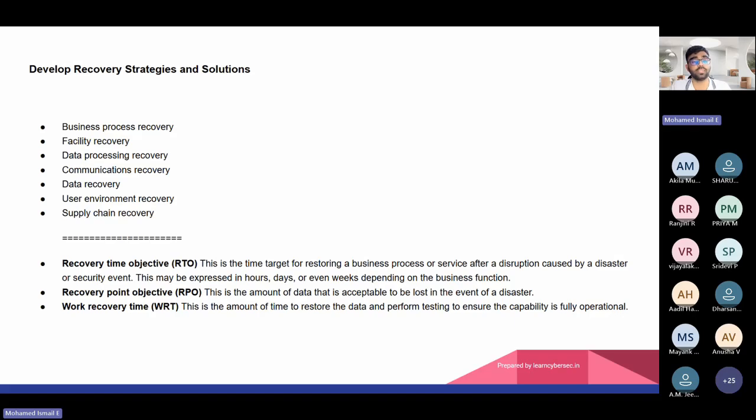So the PCs and systems in the bank are dummy systems. They will not store anything locally. Whenever they make any transaction, that gets stored in different locations. So that way, the recovery point objective could be less.